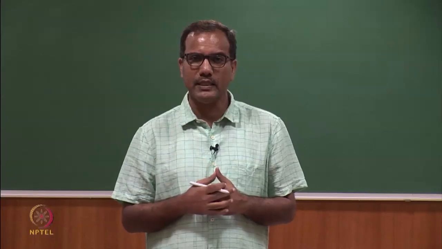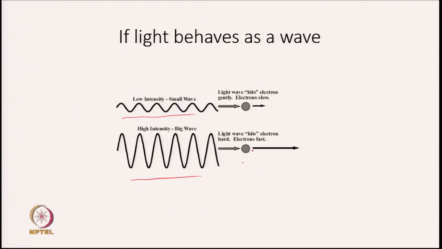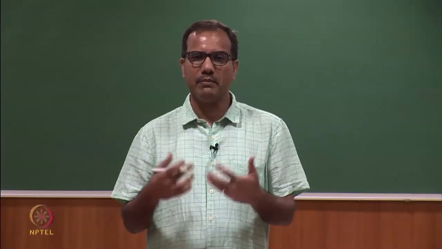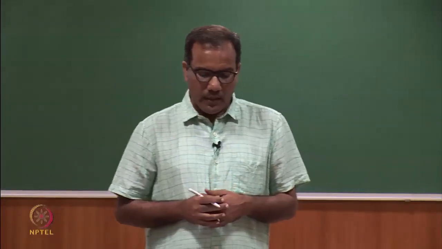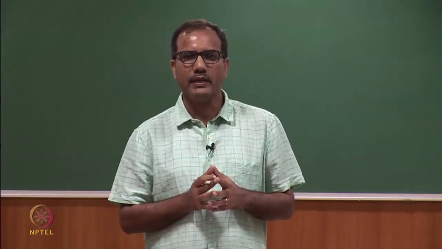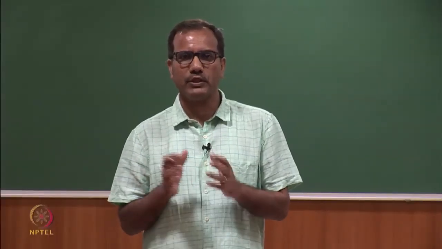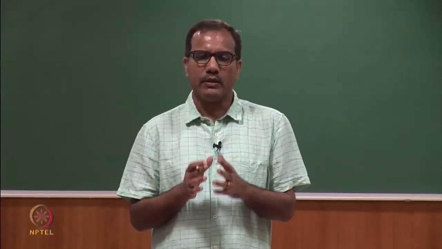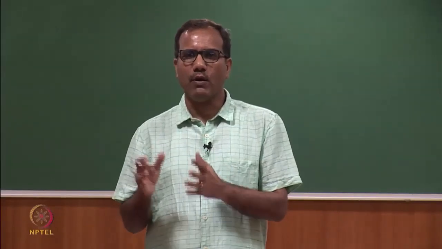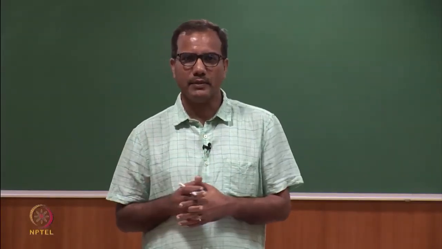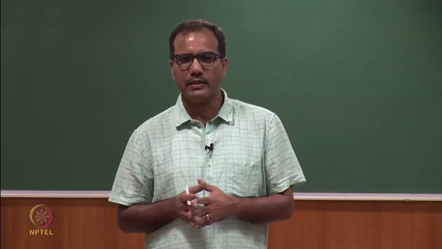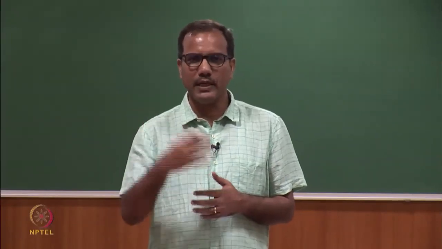So what that means is that in this case, electromagnetic radiation or light is not behaving as a wave. It is behaving as a particle. Based on this experiment, Albert Einstein in 1905 proposed the theory that electromagnetic radiation or light is composed of many photons, which are discrete particles. He said that apart from a wave, electromagnetic radiation can also act as a discrete particle or a bunch of discrete particles.